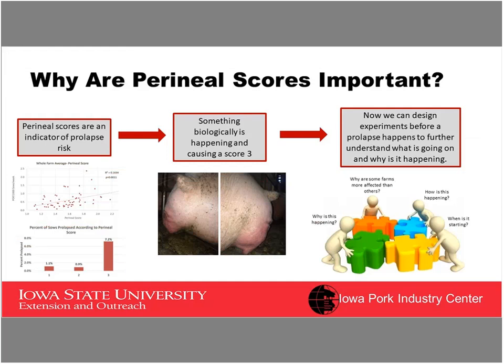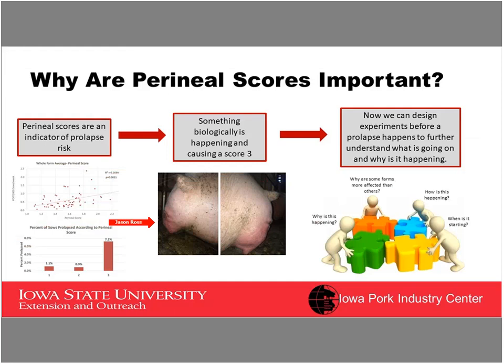I think obviously we see this relationship between the perineal score and its association with increased risk of prolapse, both at a farm level and on an individual sow level, suggesting that there's something happening biologically that causes this phenotype, right? It can be exacerbated, I'm sure, by events happening during farrowing and parturition, but the risk is established earlier, prior to entering the farrowing room.